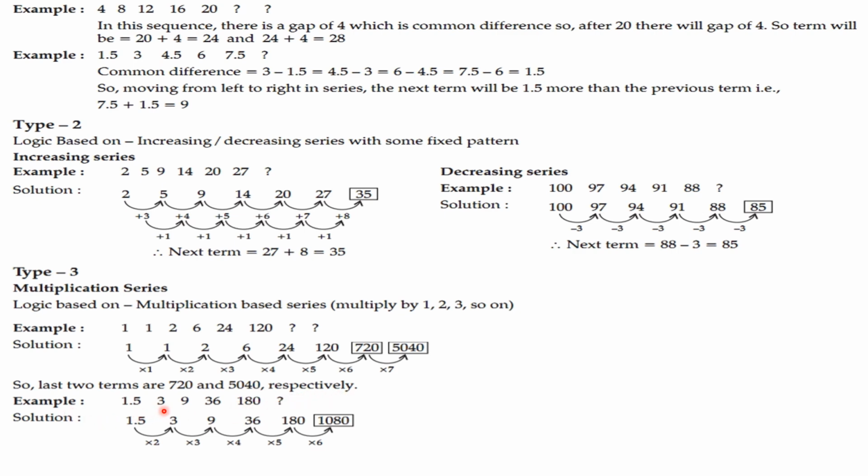Example: 1.5, 3, 9, 36, 180, 1080. From 1.5 to 3 it is times 2, from 3 to 9 it is times 3, from 9 to 36 it is times 4, from 36 to 180 it is times 5, and then times 6 gives 1080.